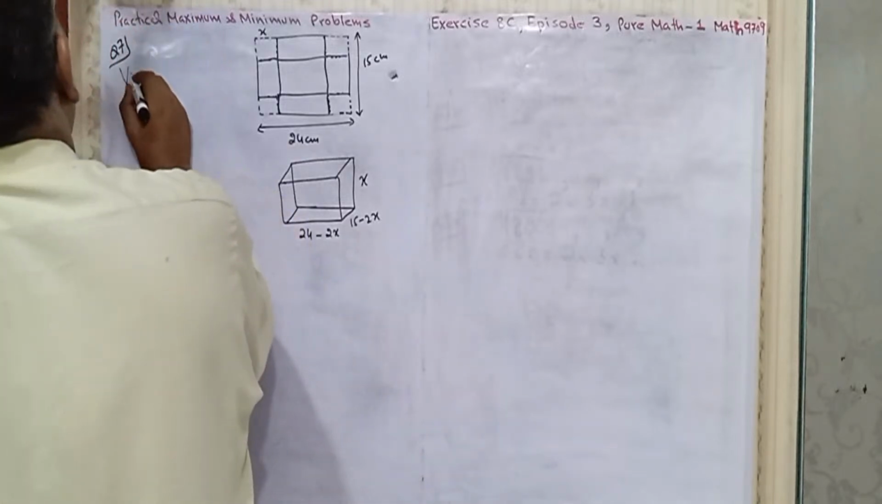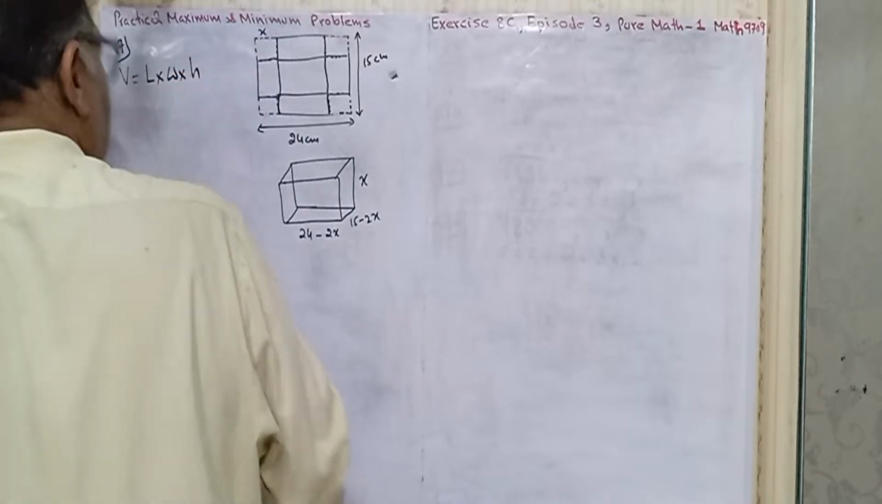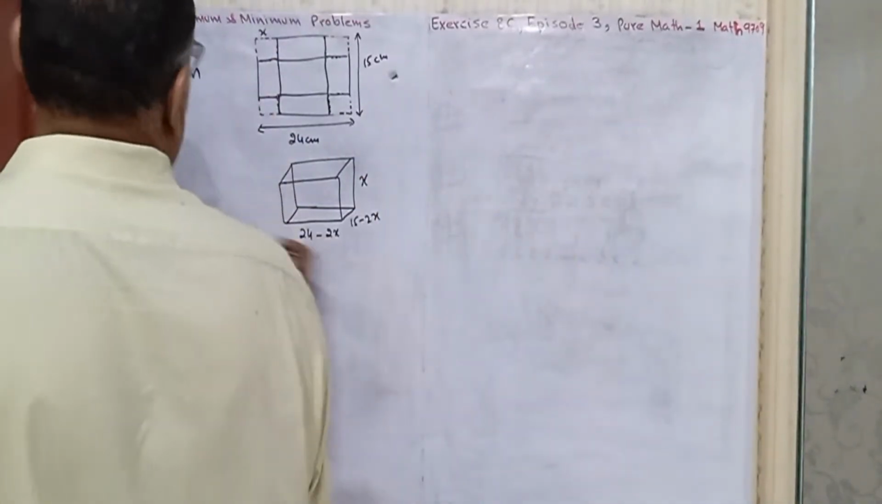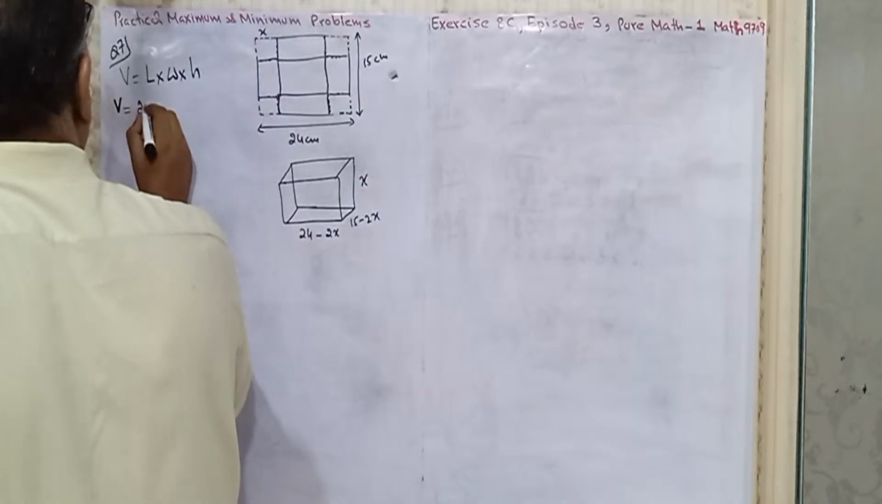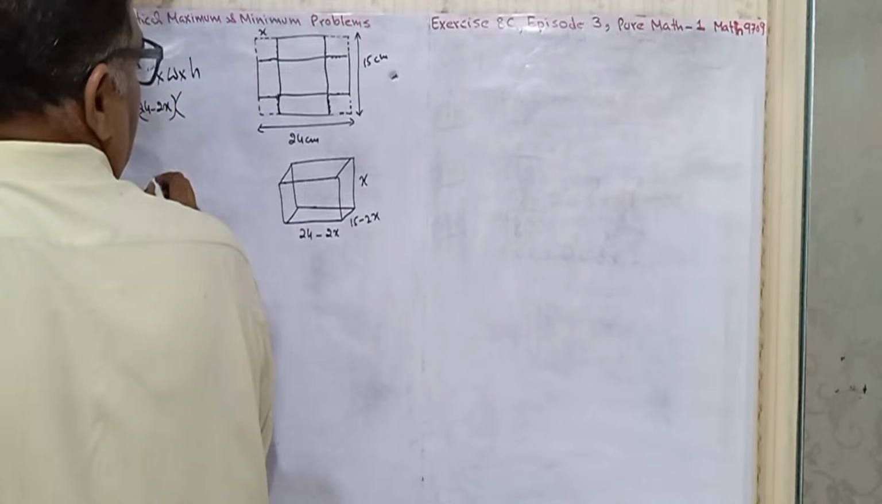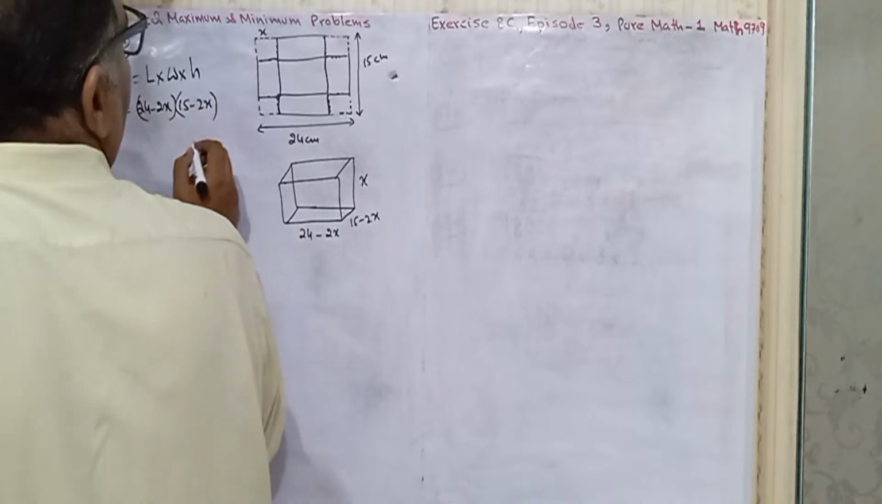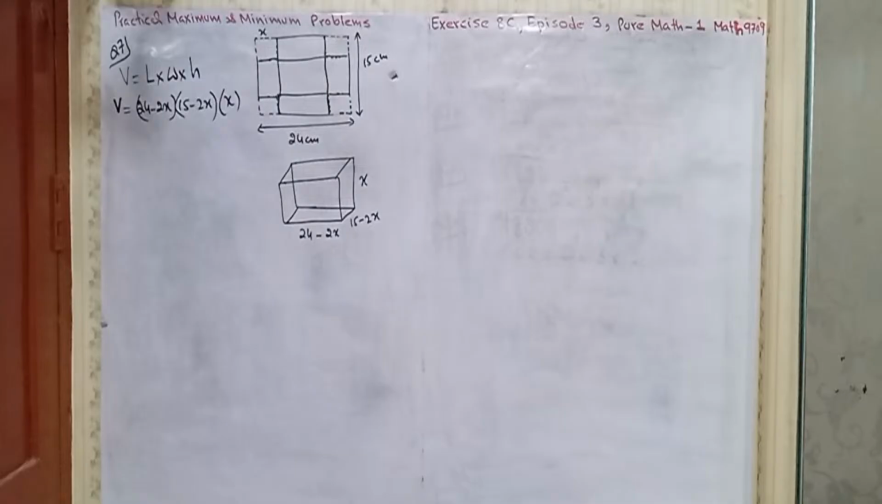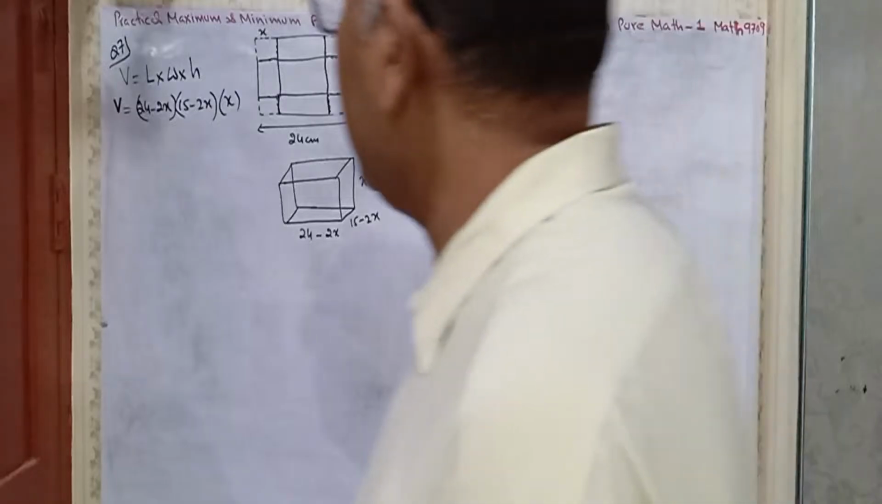You know the volume is equal to the length multiply width multiply height. So we will find the volume. The length is 24 minus 2x, the width is 15 minus 2x, and the height is x. So just multiply the 3 dimensions, length into width into height, and we will be able to find the expression for the volume. The multiplication is very easy.